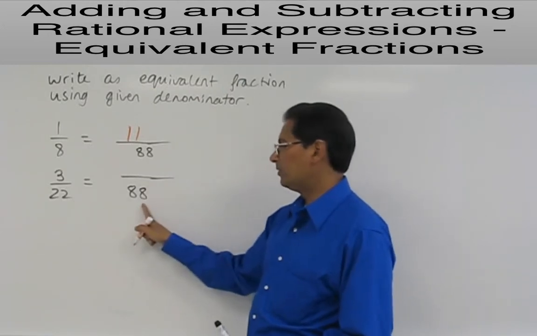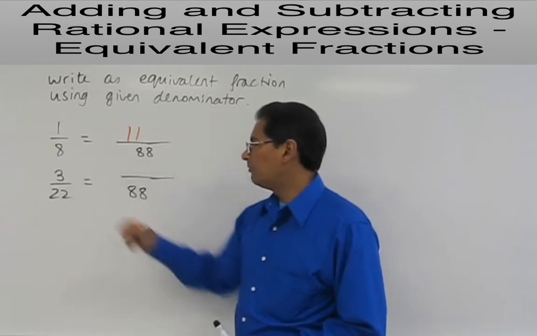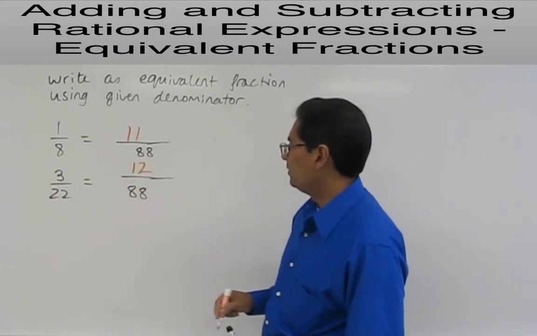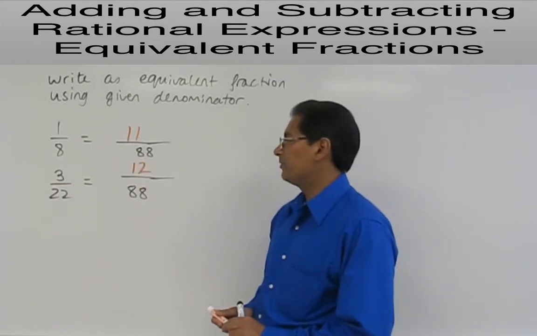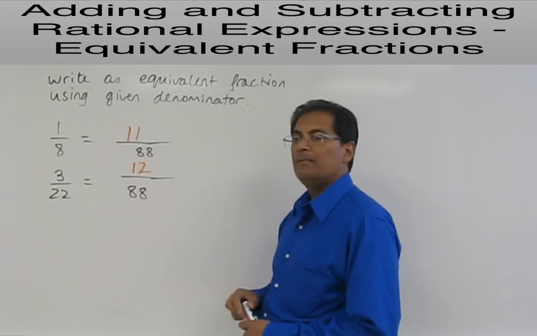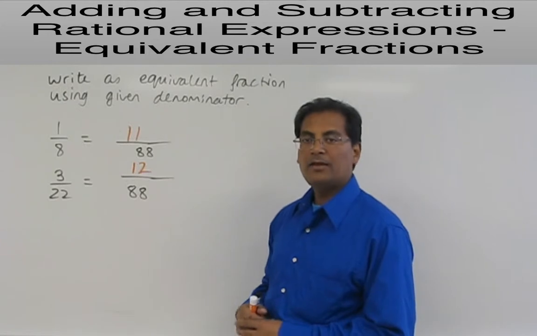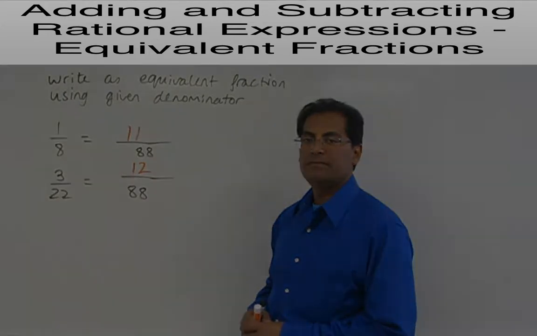Similarly, 22 goes into 88 4 times, and 4 times 3 is 12. So my numerator would be 12. So now we have two fractions that have the same denominator, and we can now add or subtract them. Now, how does this work for rational expressions?